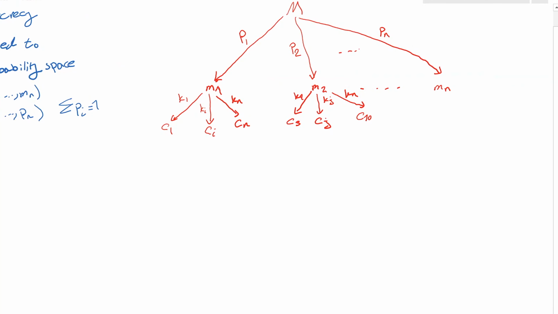And similarly, we would have the same situation over here. So for the last message, with the first key, maybe I get C9. And then when I choose key KL, I'll get CL. And then if I choose KN, I'll get maybe C8. Okay. So this is how the computation tree would look at the end.